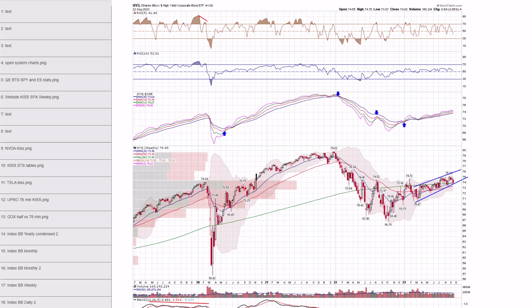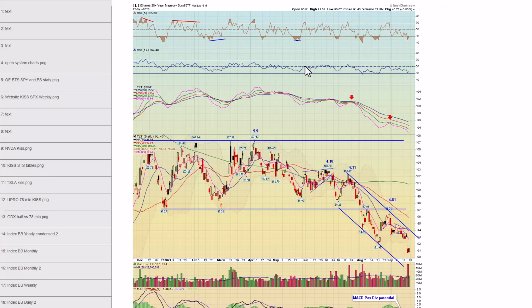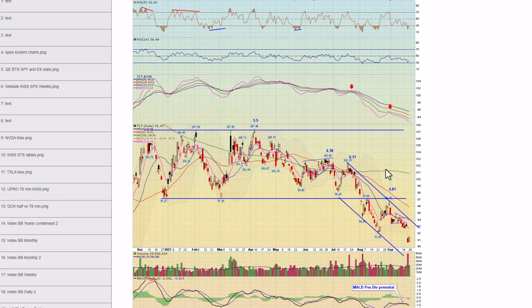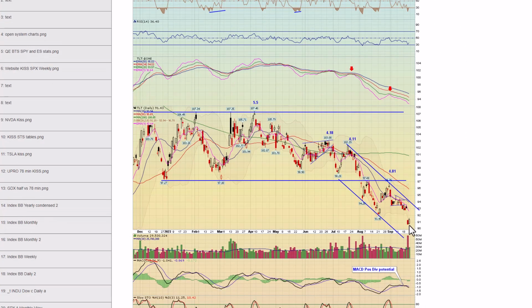Chart 62, TLT 20-year bonds continues moving down, made a new low last week. Now we do have some MACD divergence potential. If this were to rally, that would cause a pullback in rates. I think that would be a catalyst for the market to bounce, get an oversold rally, but we'll see. Onus is on the bulls there, or bond traders.